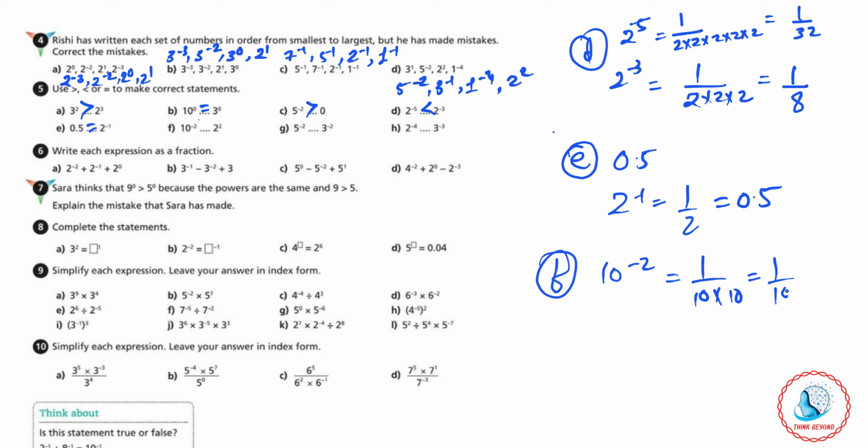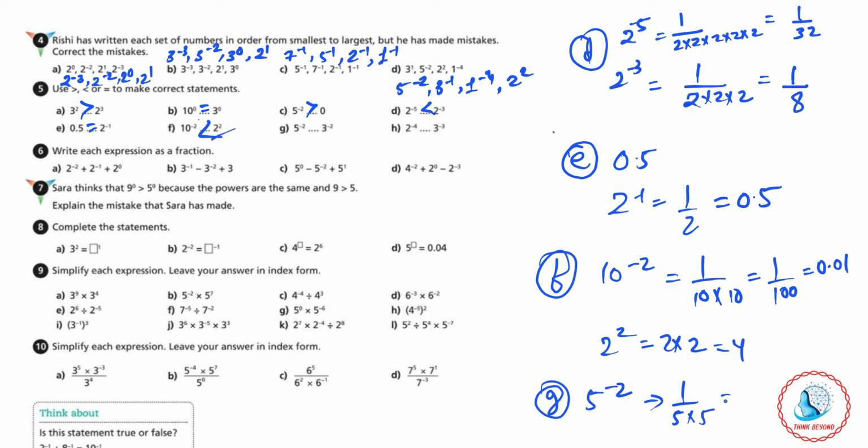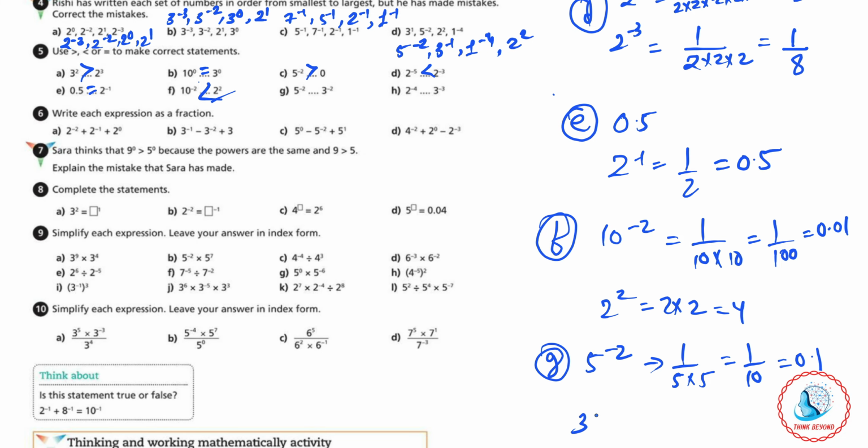10, which is 1 over 100, which is 0.01. Then it is 2 square, which is 2 times 2, which is 4. Obviously 2 square is greater. Now for question number G, it says 5 raised to power minus 2. So 1 over 5 times 5, which is 1 over 10, which is 0.1, right? Now 3 raised to power minus 2. So 1 over 3 times 3, which is 1 over 9.